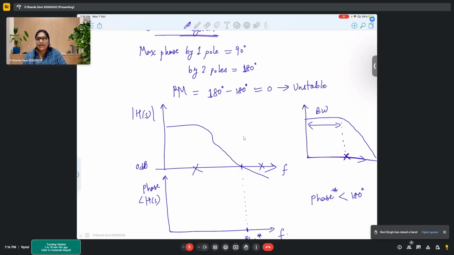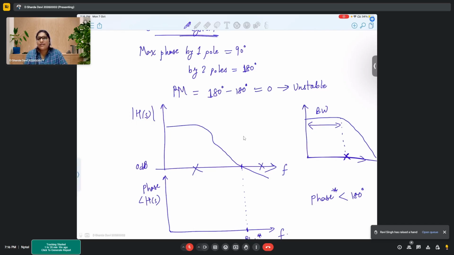Correct. So for that I want my pole to be as high as possible to get the higher bandwidth. And it does not matter much how close your pole is to the crossover frequency.